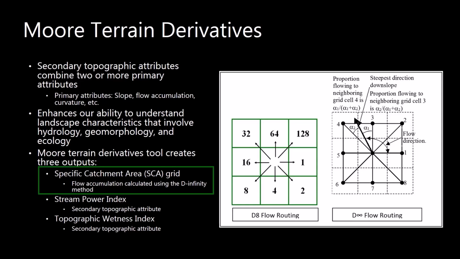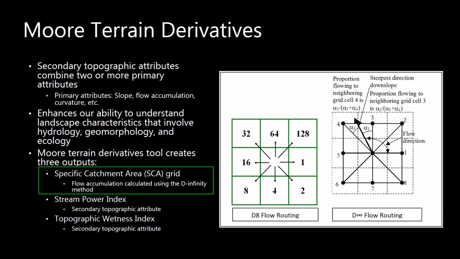The More Terrain Derivatives tool produces one primary attribute, and that's a specific catchment area, which is calculated using the d-infinity method. Unlike the d8 flow direction method, the d-infinity method is a more advanced flow routing algorithm. The d8 method routes water from one cell to only one neighboring cell, while the d-infinity approach, which was developed by David Tarboton from Utah State University, allows flow to be proportioned from one cell to multiple downstream cells based on slope angle. This approach allows flow to diverge or converge, whatever the landscape is naturally telling it to do.